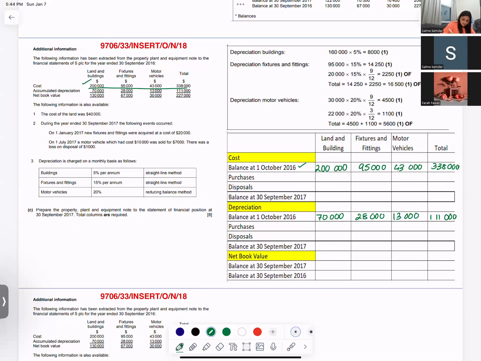Okay. What was acquired? Fixtures and fittings of 20,000. Okay, nothing else was acquired. No. What was sold? Motor vehicle 10,000.